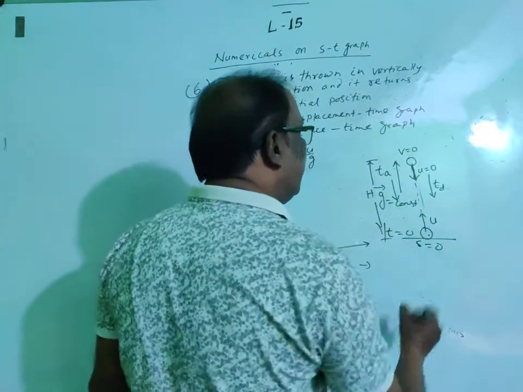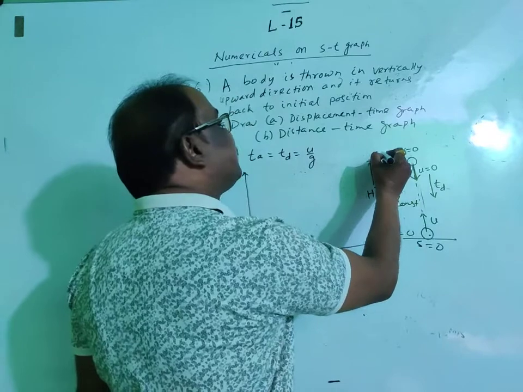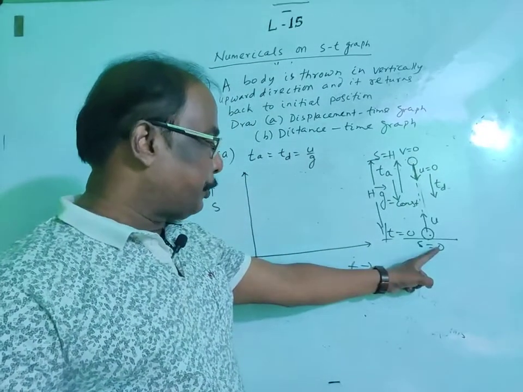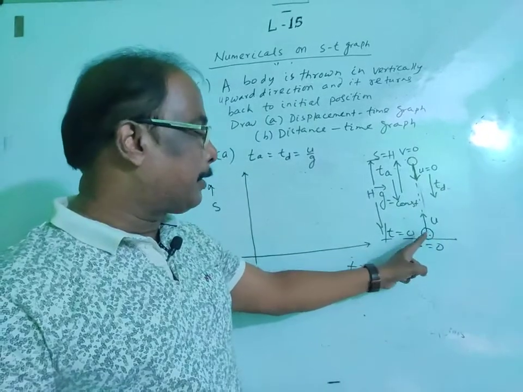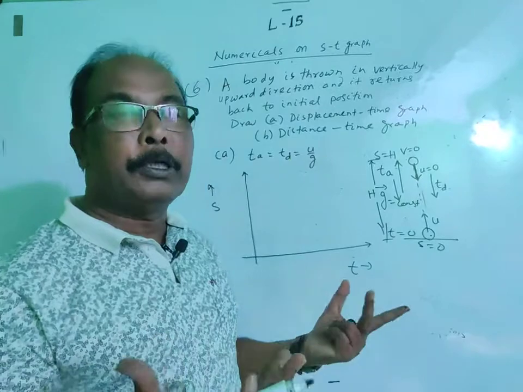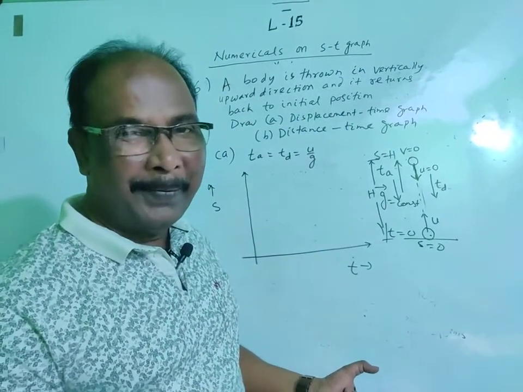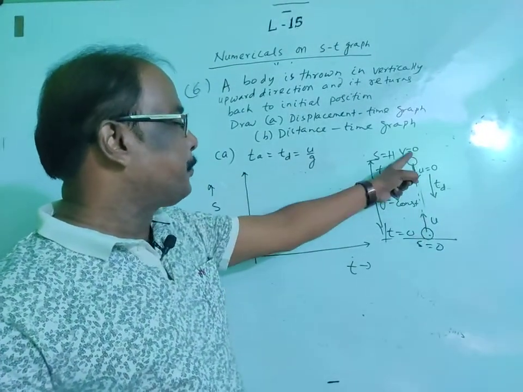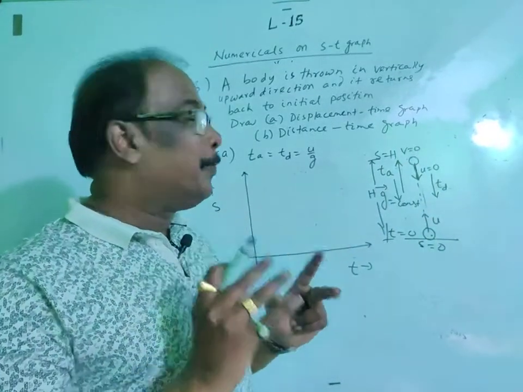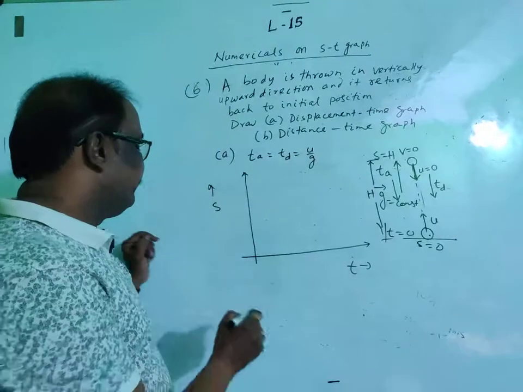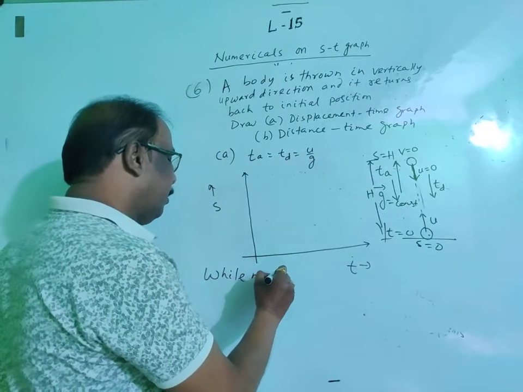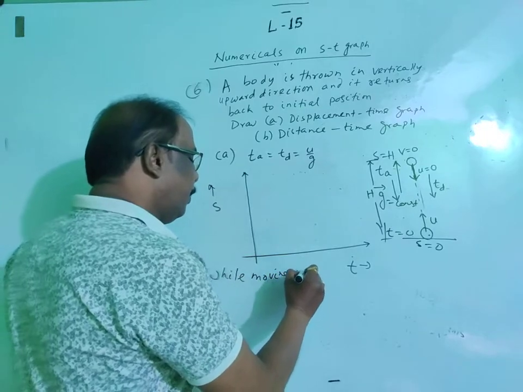Here initial position is 0, and final position is s, which means h. When the body is thrown in the upward direction, at the instant the body is thrown, time is 0 and position is 0. Is it clear? And the body moves up. But see, what is the nature of motion? I am writing here, while moving upward.